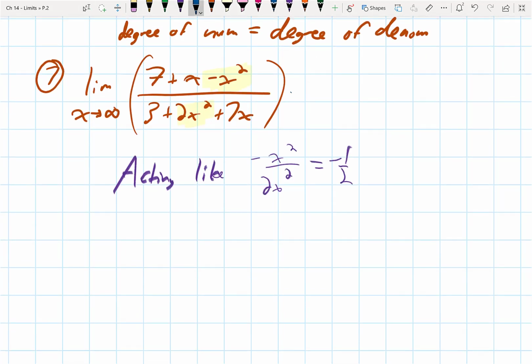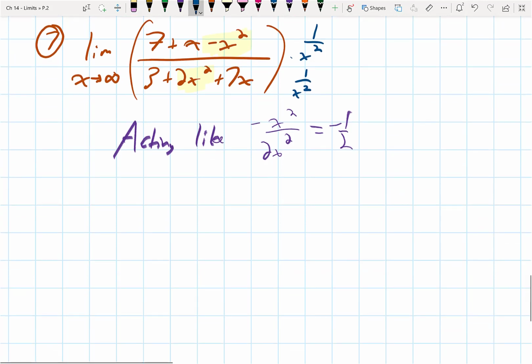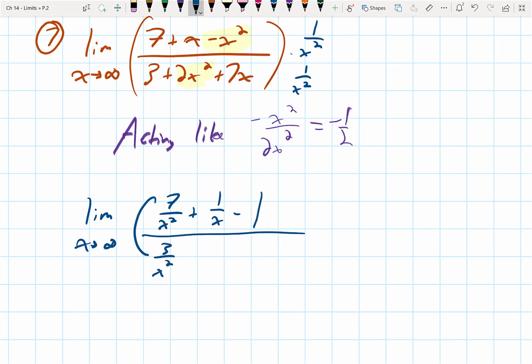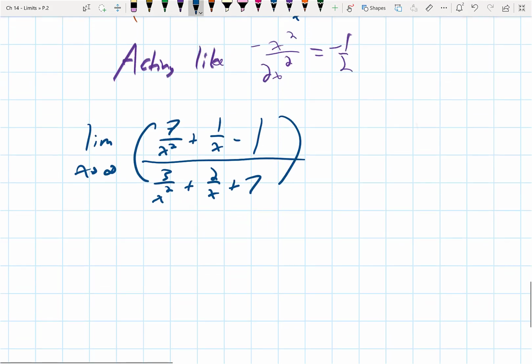We're going to multiply the numerator and denominator by 1 over x squared, which is going to show you how we can wipe out anything that doesn't matter using these limits. Limit as x approaches infinity of 7 over x squared plus 1 over x minus 1 over 3 over x squared plus 2 over x plus 7. And when I plug that limit in, I get lots of zeros.